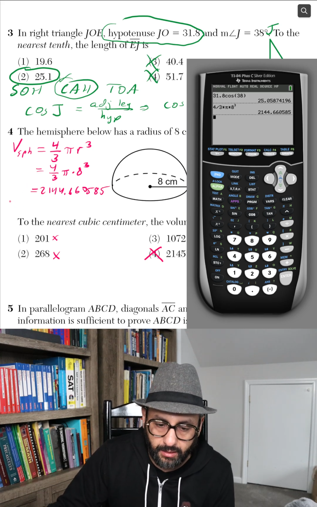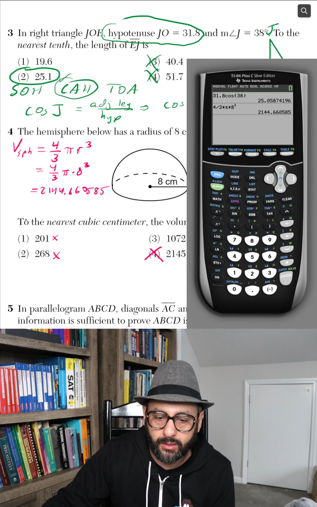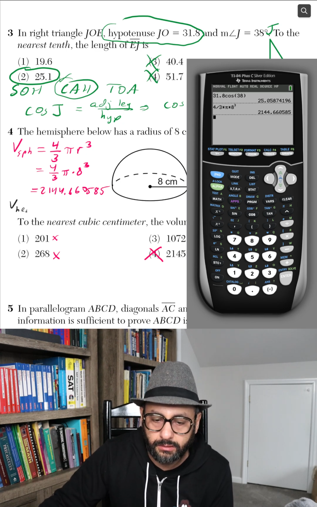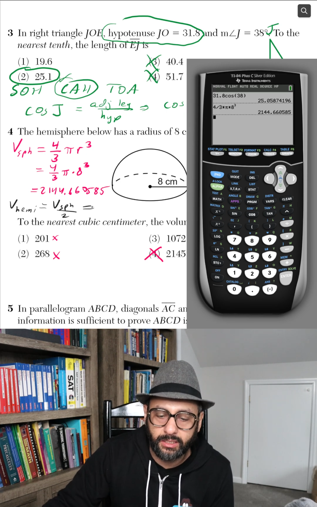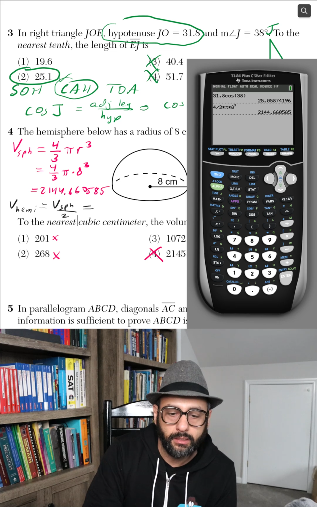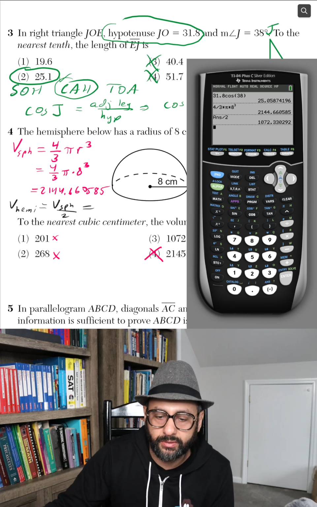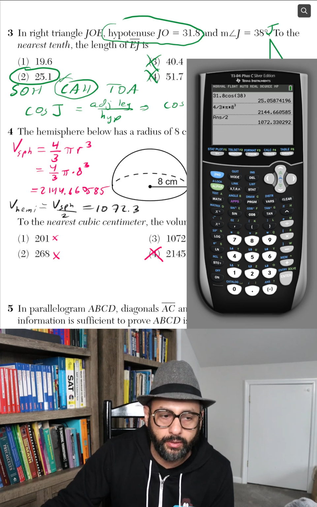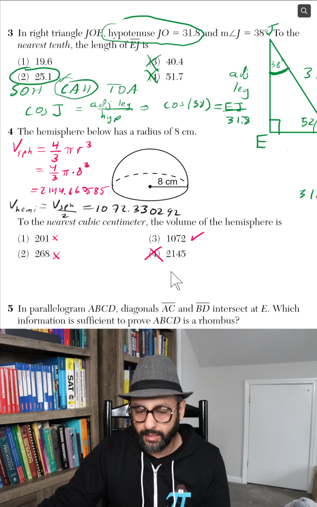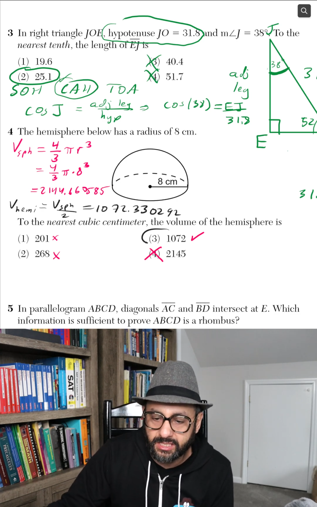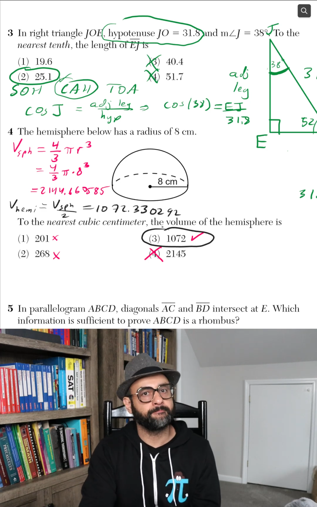Now the volume of the hemisphere, how do we get that? It is equal to the volume of the sphere divided by 2, and that's equal to, according to my calculator, that answer divided by 2, 1072.330292, which according to my reading is the one that I suspected to be the answer, which is nice.